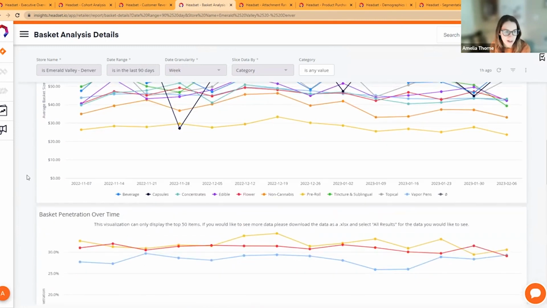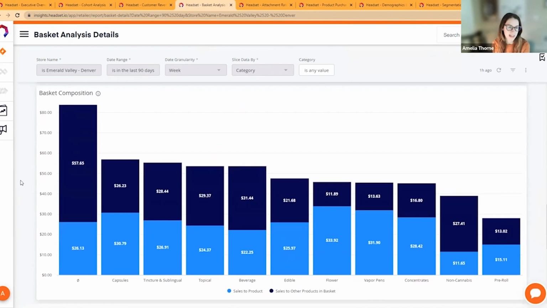And then when we scroll down here, the other visual that I really like is this basket composition. So this helps you understand what's a driver versus passenger product. And what we mean by that is when we see more sales going to a specific product, that's a driver product. That's what the customer came in to purchase. And then there's other products that they purchase along the way. So for example, when we look at flower here, we see sales of product is about 34 bucks and other products in that basket is about 12. So what are those other products that those people are purchasing? And we'll be able to see that in the next dashboard called attachment rate.